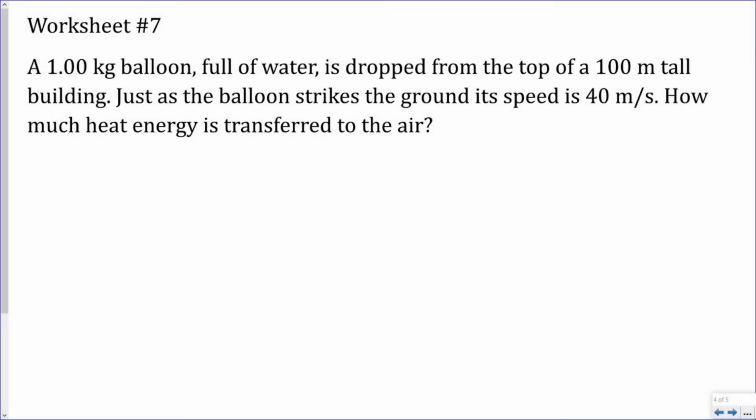Let's take a look at question number 7 on the work, energy, and power worksheet that I gave you last week. We did 1, 2, and 3 last week, and we're moving into energy this week. Number 7 says a 1 kilogram balloon full of water is dropped from the top of a 100-meter tall building. Just as the balloon strikes the ground, its speed is 40 meters per second.